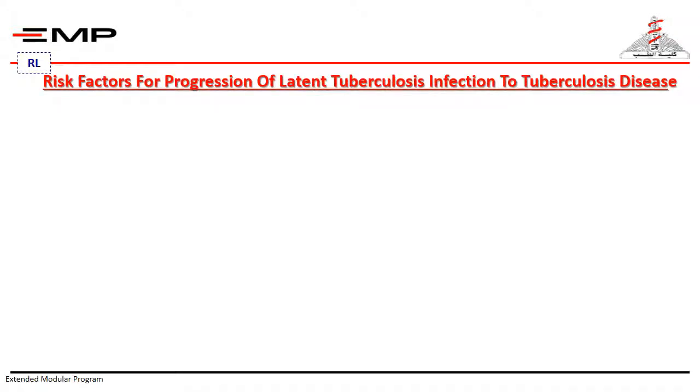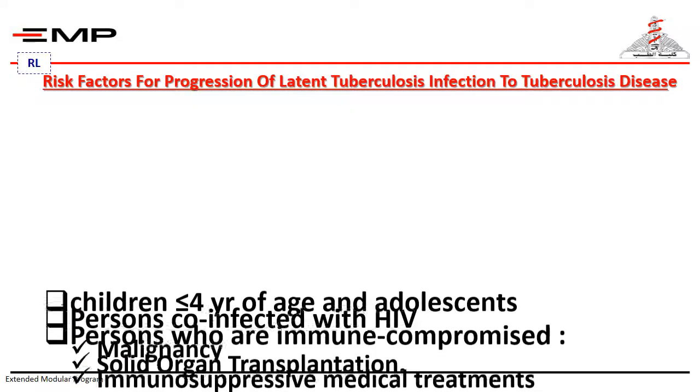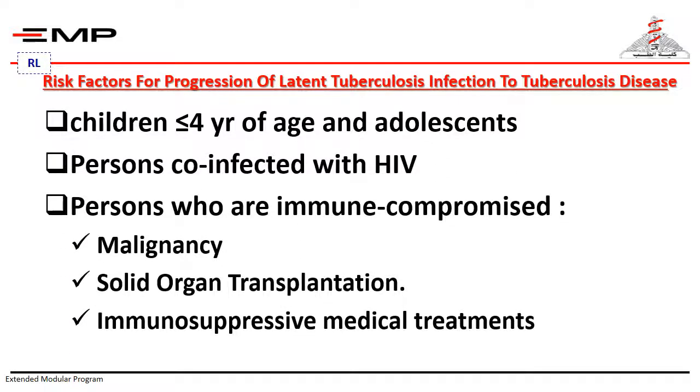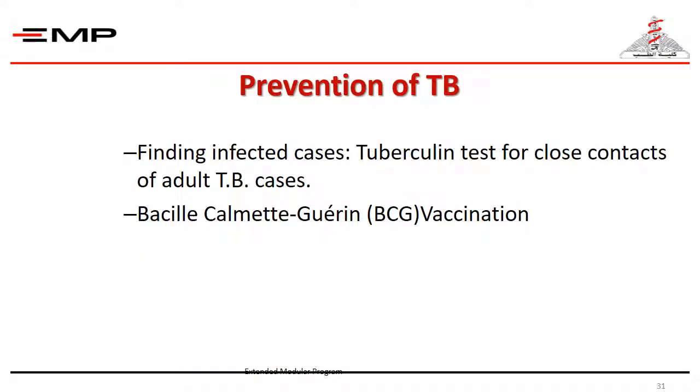What are the risk factors for progression of latent TB infection to tuberculosis disease? Remember: a child less than 4 years of age, adolescents, persons co-infected with HIV, and persons who are immunocompromised with malignancy, solid organ transplantation, or immunosuppressive medical treatments.